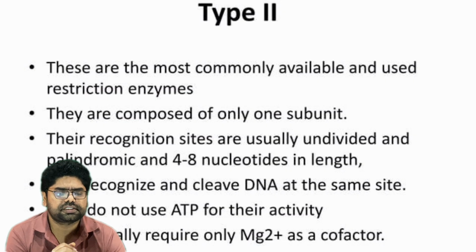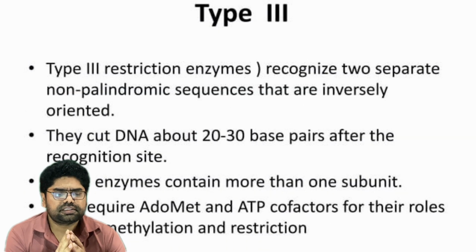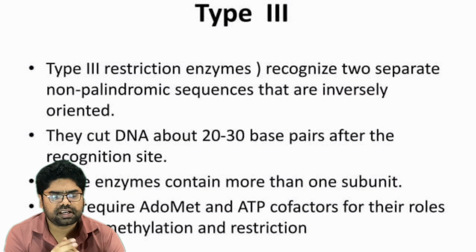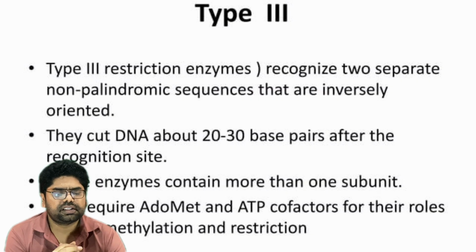Now, what are type 3 restriction enzymes? These recognize two separate non-palindromic sequences that are inversely oriented. They cut DNA about 20 to 30 base pairs after the recognition site. This enzyme contains more than one subunit and requires S-adenosylmethionine and ATP cofactors for their roles in DNA methylation and restriction.